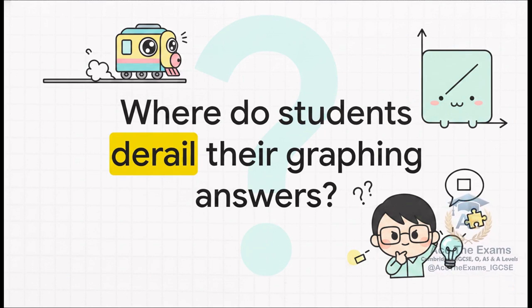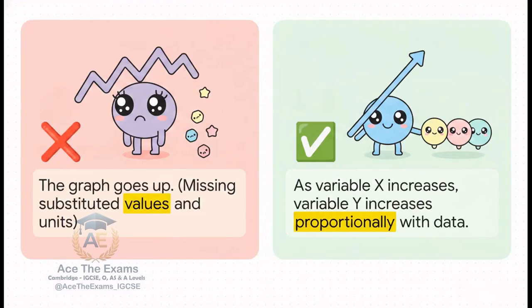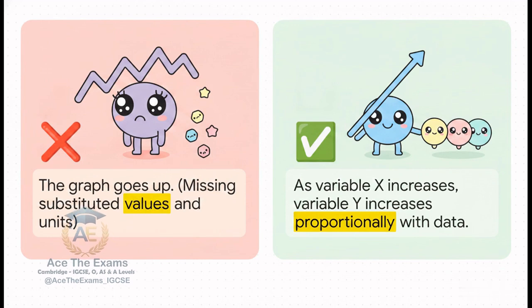I'm challenging you to a quick pause and predict. Based on the framework we just walked through, where do you think most students completely derail their graph interpretation answers? Just think about it for a second. When they're asked to describe a relationship on a straight line graph, which step of our 4-part framework do they almost always forget? Well, if you guessed evidence or data, you hit the nail right on the head.